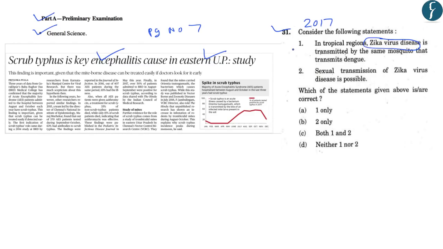Now regarding the question that was asked in 2017, the question read, consider the following statements. The first statement reads, in the tropical regions, Zika virus disease is transmitted by the same mosquito that transmits the dengue. So this statement is correct. And the second statement is, sexual transmission of Zika virus disease is possible. So this is also correct. So in this case, the correct answer is C, both 1 and 2.